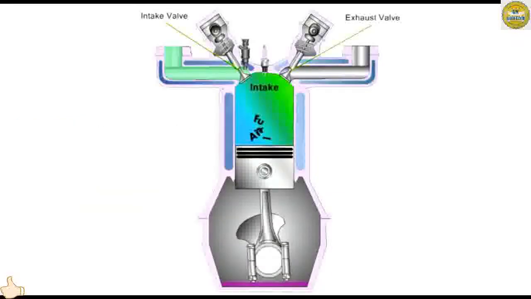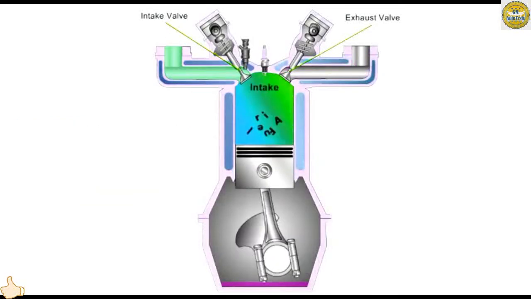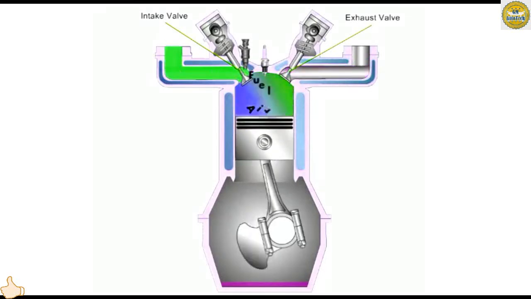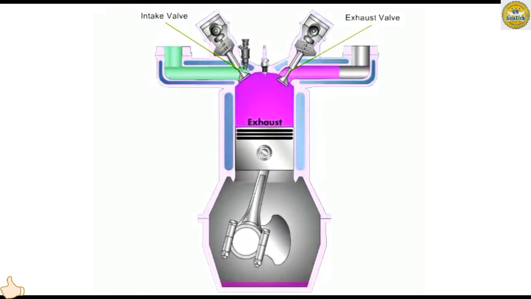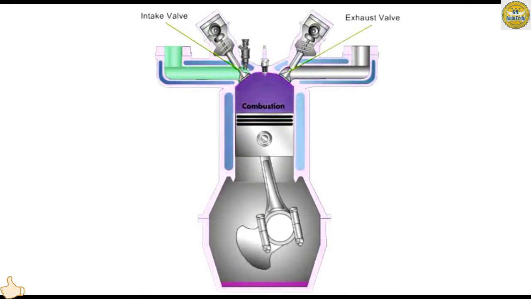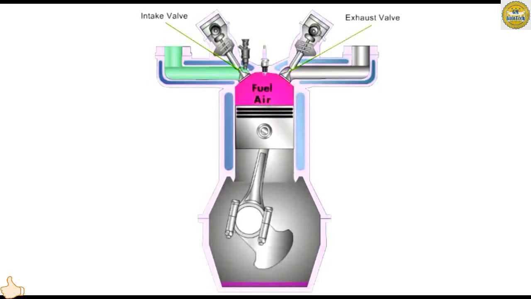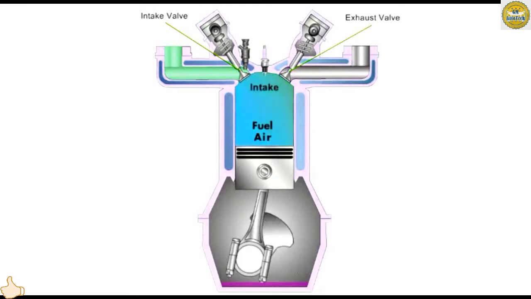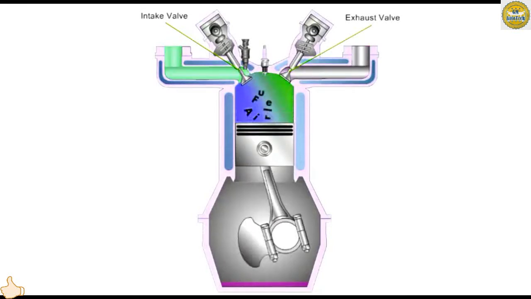Let's look at the four-stroke cycle for a typical gasoline engine. The air-fuel mixture enters the cylinder, is compressed, ignited, the resulting combustion creates pressure, forcing the piston downward, turning the crankshaft. The spent gases are expelled, and the cycle repeats.